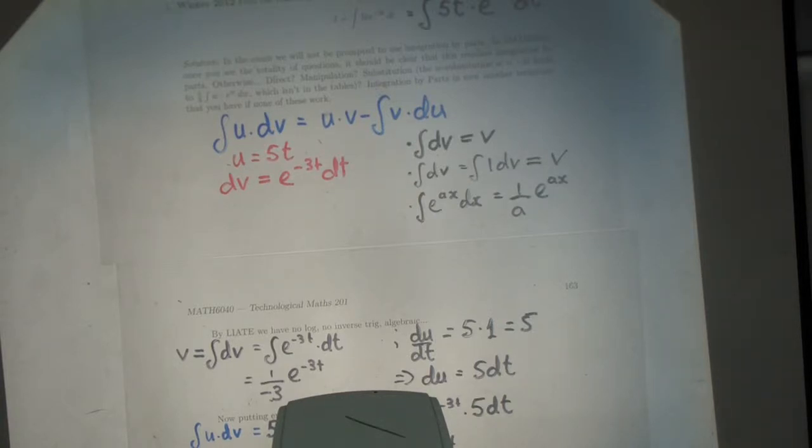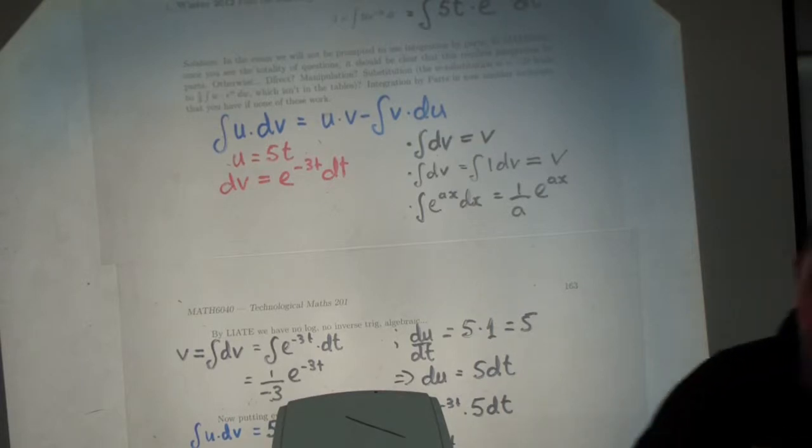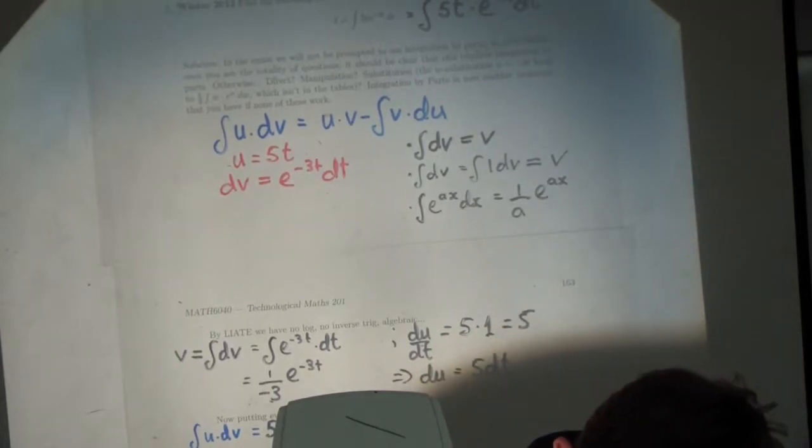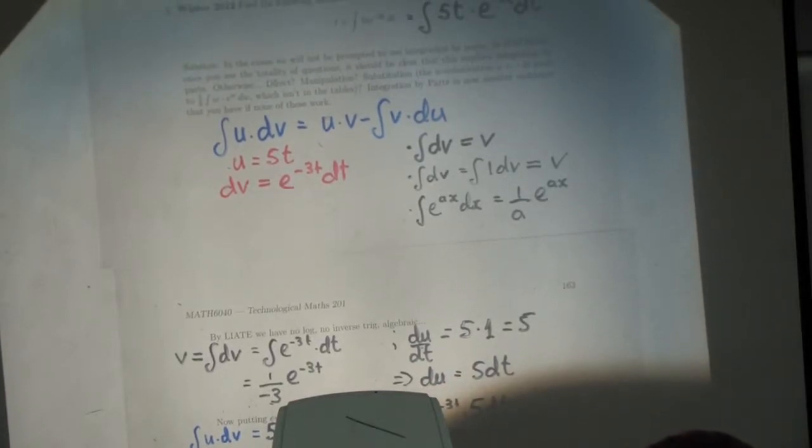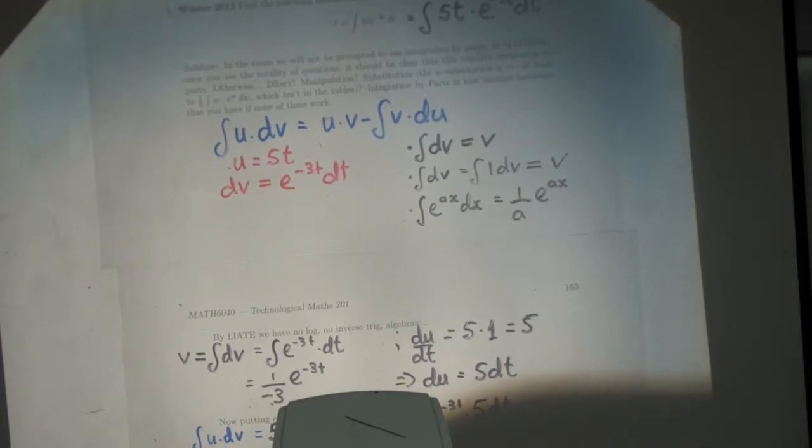So rewrite this, the first bit is just there. Minus 5 thirds times t times e to the minus 3t. Fix the 5 thirds.